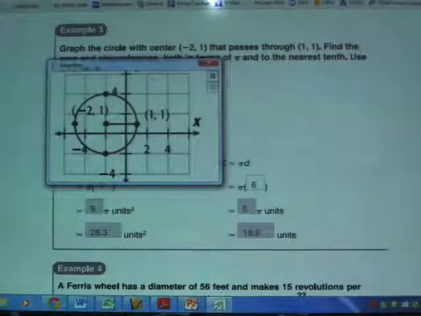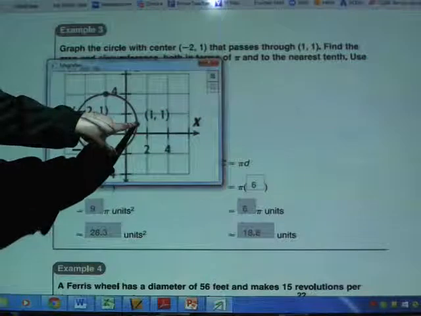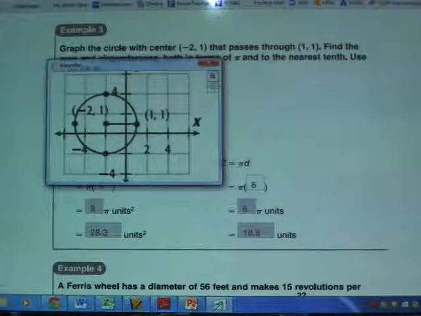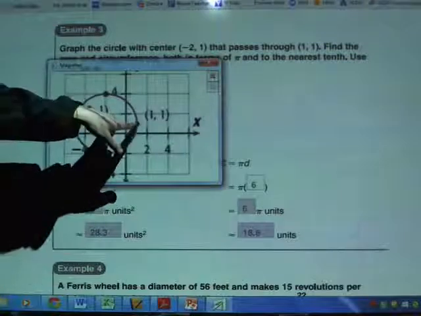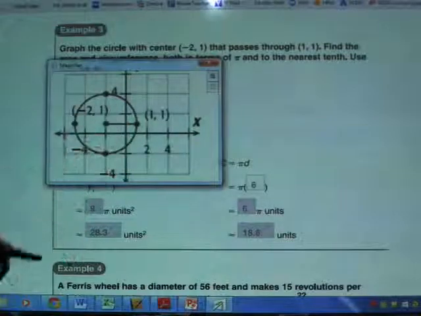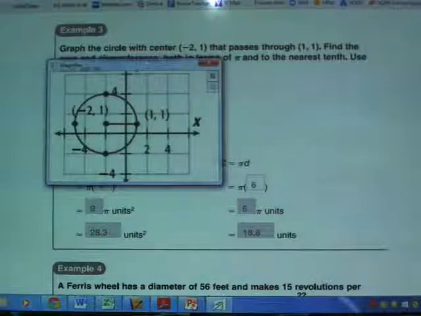All right. Then they say that the circle passes through 1, 1. And that's what you see graphed here. Again, the graph goes by 2s, so it's half a jump, half a jump. Now, from that, you're saying, well, how did they get the rest of the circle drawn? That doesn't seem like enough information. Actually, it's plenty of information.